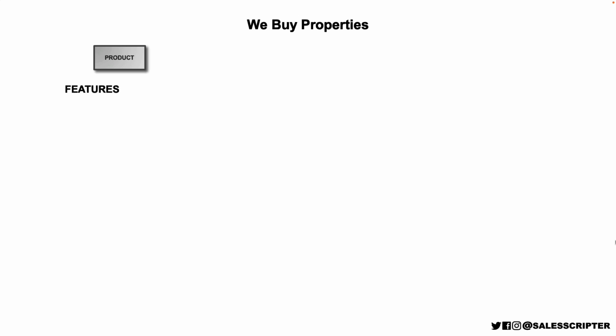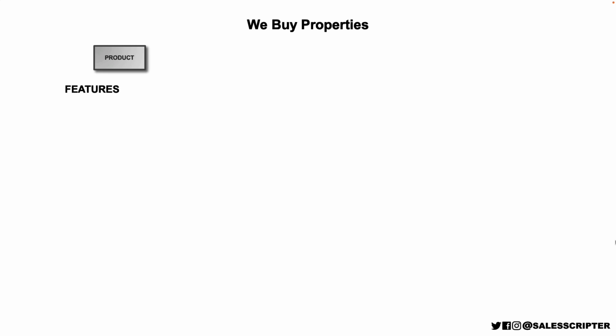Some features with this product, and I know features sounds a little weird when we're talking about real estate, but I consider features of the product to be what is in the scope of what you provide. Even if you sell a service, there are features. What are the different things that you will do for your client? Those are the features of that product or service.